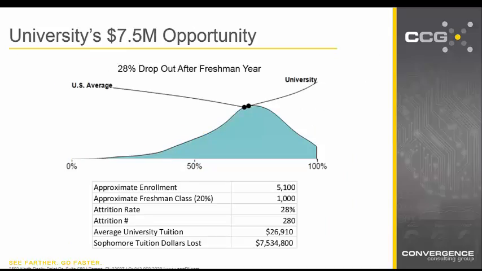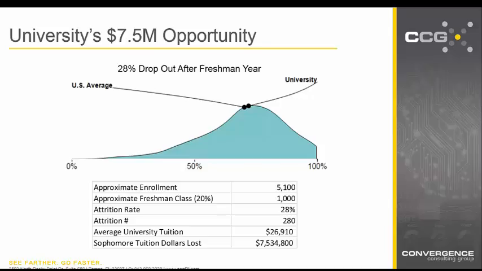So that was at 1%. But if we look over here at this university's opportunity, we're seeing that with an attrition rate of 28%, that's 280 students.